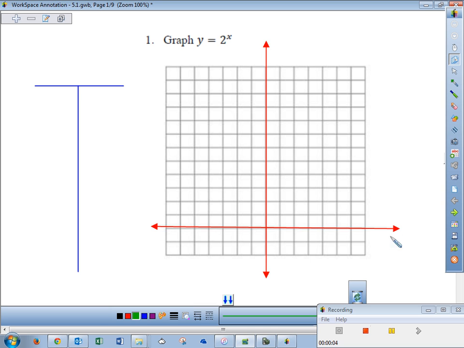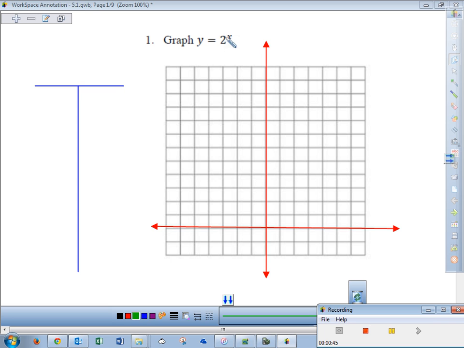Let's make a little x-axis and a y-axis in the same location that I have provided there. And then, obviously, we could use our calculator to make a table of values. We want to try to understand exponential graphs a little bit today, so we're going to make our table of values by hand off to the side when you're done with your axes.